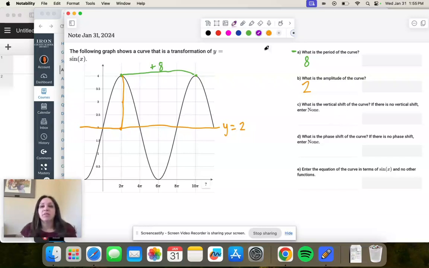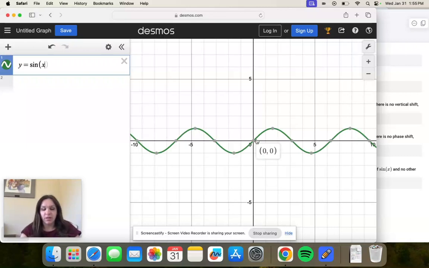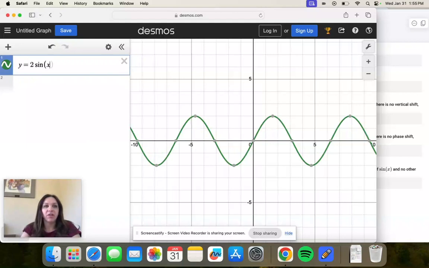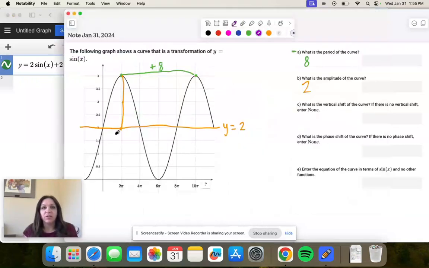All right, what is the vertical shift? So think of a sine function. A sine function goes through 0, and we have an amplitude of 2. And look at the vertical shift right now when I add 2. See how I just went up 2? That's my vertical shift.